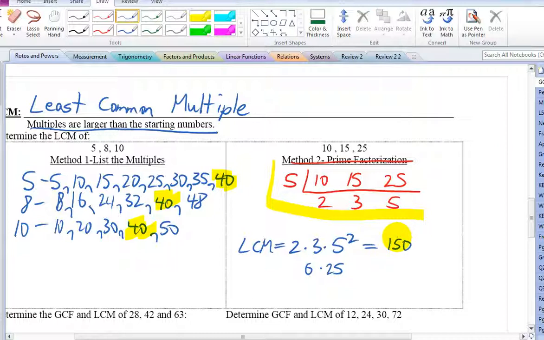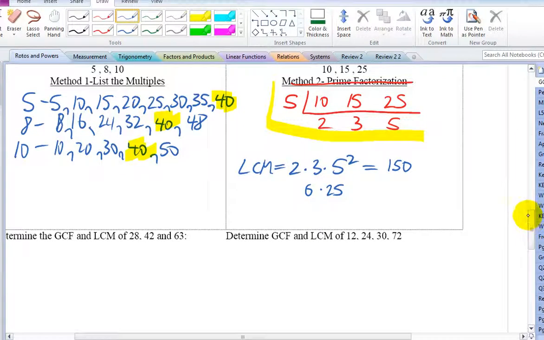$1.50? Okay. So you can do multiplication in your head. Sometimes money helps. All right. Any questions? All right. Let's try the next one.